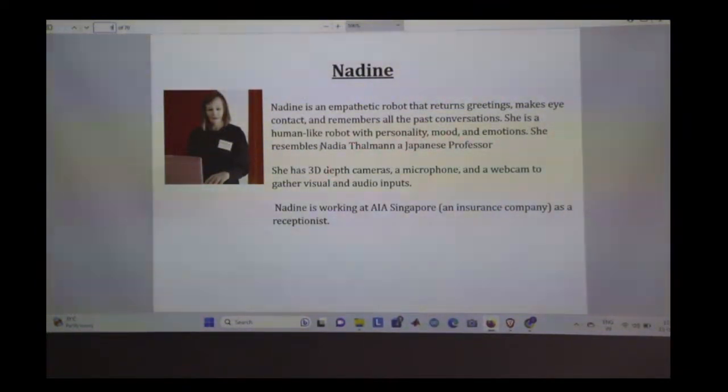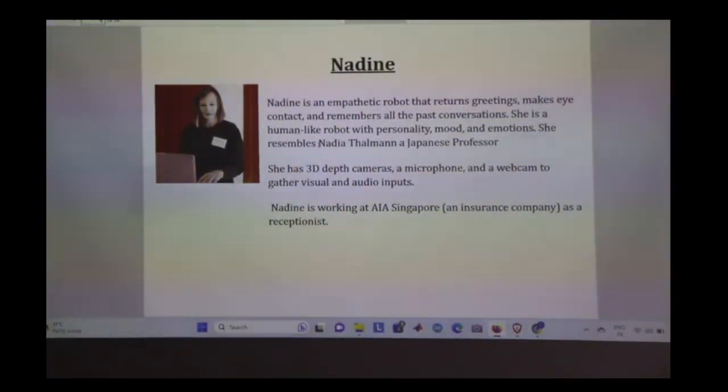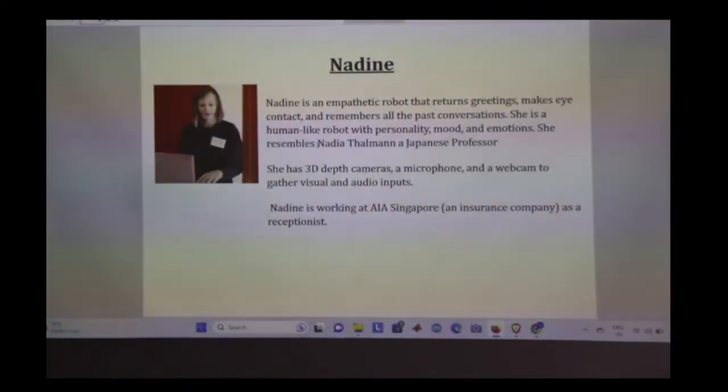Right? She has 3D depth cameras. Okay. Like we can sense what is inside something. Like if you see a picture, it is a two-dimensional picture in general. Now, if you want to know what is the depth, what is the gap between two objects, you need to have a 3D depth image. So, in the same way, she has 3D depth cameras, a microphone, and a webcam to gather visual and audio input, right? And it actually says this robot is working at AIA Singapore, an insurance company, as a receptionist.